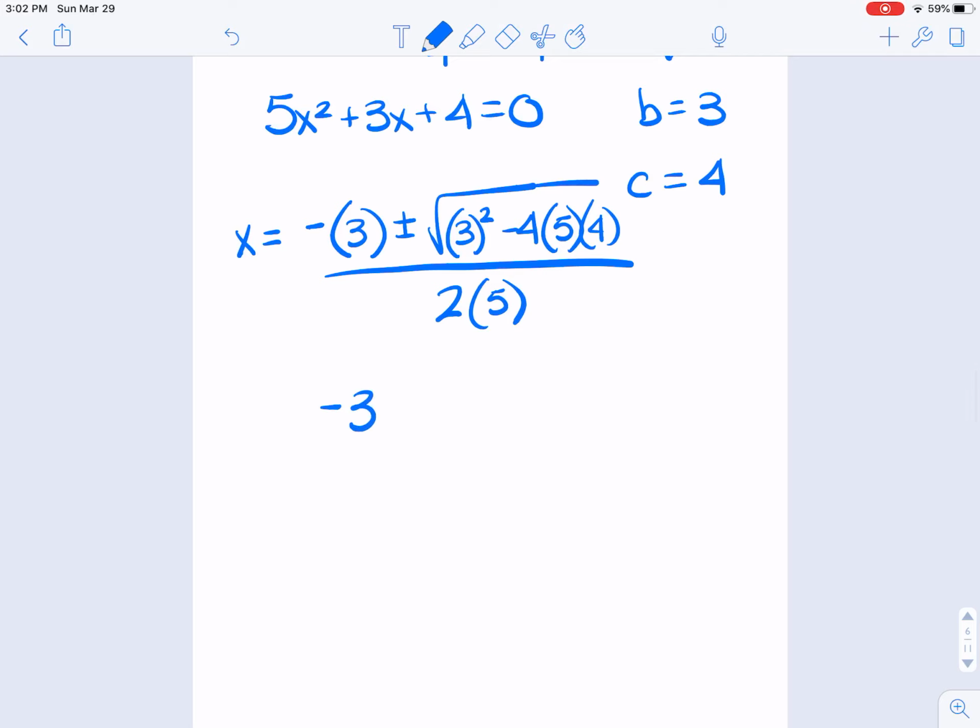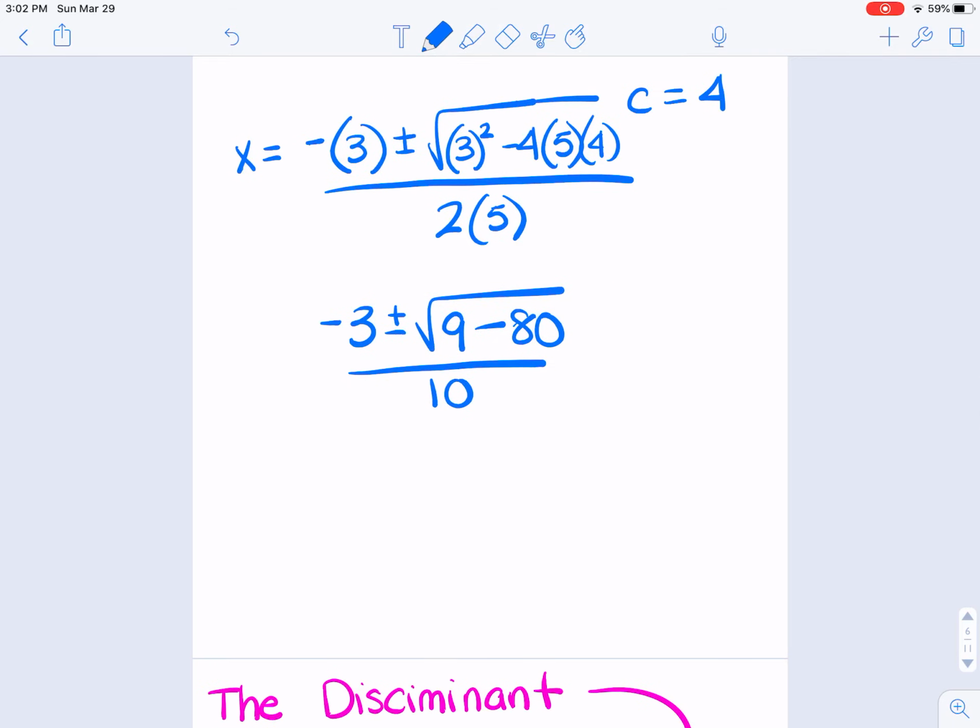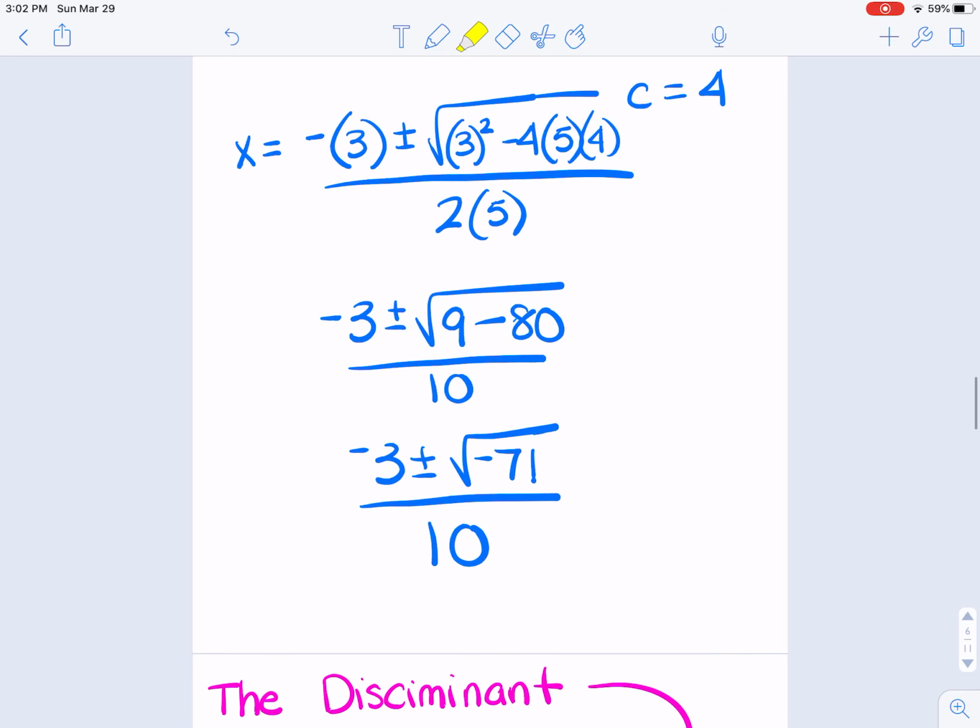So I have negative 3 plus or minus the square root of 9 minus 80, all over 10. Negative 3 plus or minus the square root of negative 71, there's the problem. This can't happen. You can't have the square root of a negative number. Therefore, you shut this problem down and you write no solution as your answer.